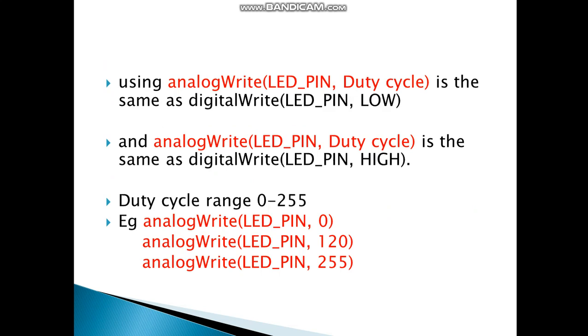Using analogWrite LED pin comma duty cycle 0 is the same as digitalWrite LED pin comma LOW, and analogWrite LED pin comma duty cycle 255 is the same as digitalWrite LED pin comma HIGH. The duty cycle ranges from 0 to 255. analogWrite LED pin comma 0, analogWrite LED pin comma 120, and analogWrite LED pin comma 255. These are examples of changing the voltage.